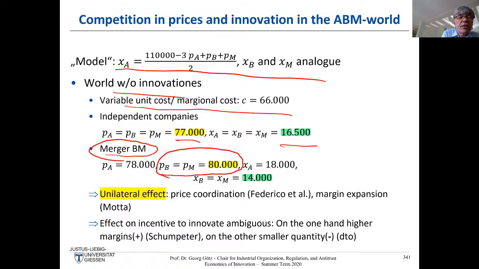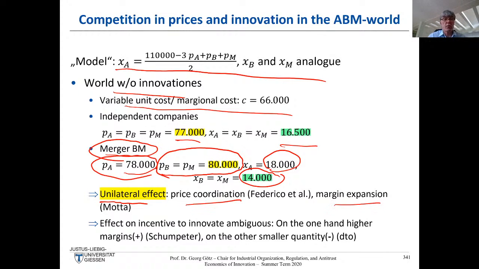It will increase to 80,000, and the outsider will also increase its price, and at the same time increase its quantity, but it does not increase it so much that the aggregate quantity is as high as previously. So what you have here is what is called a unilateral effect. So no coordination, no collusion, but then the new joint company BM has an incentive to increase the price and to expand its margin. Okay.